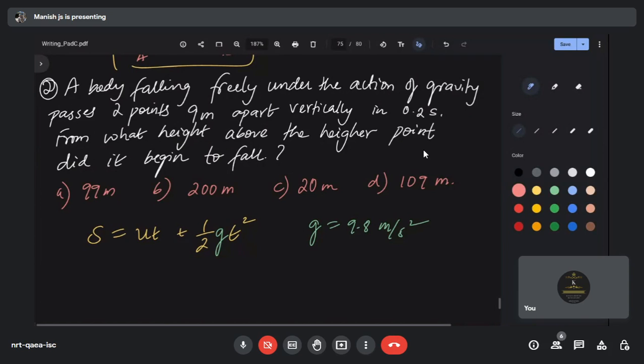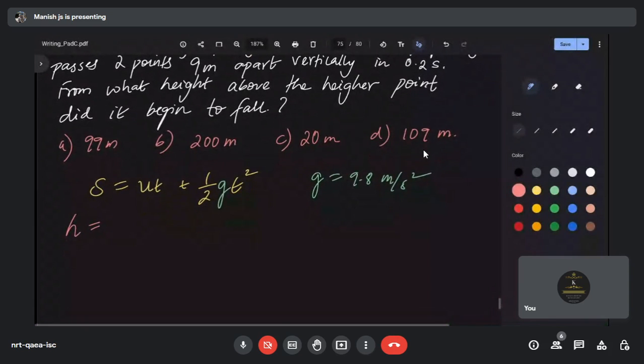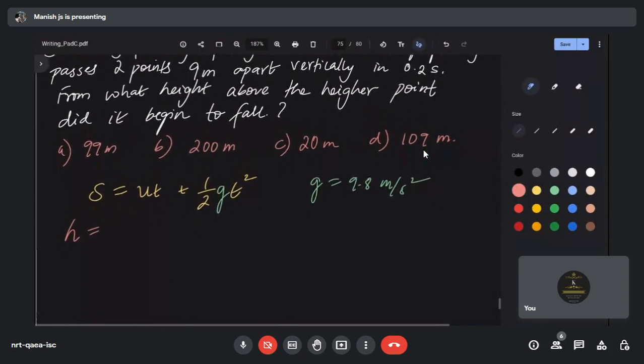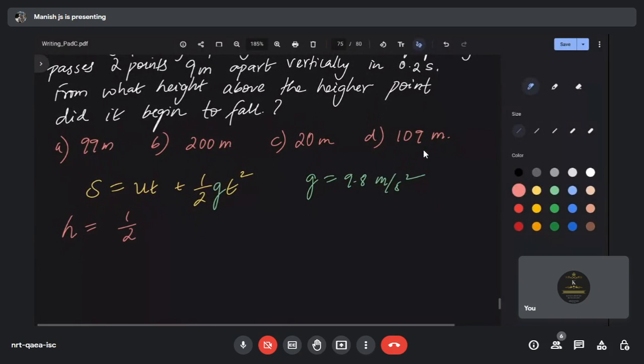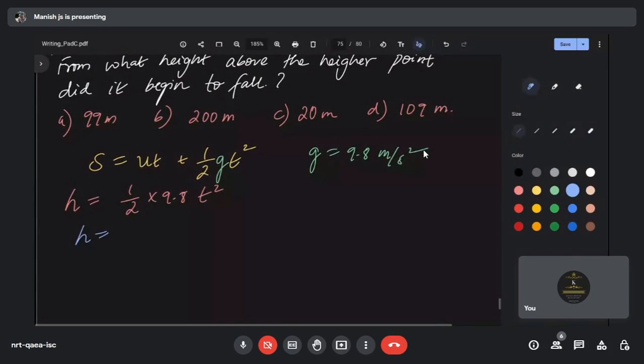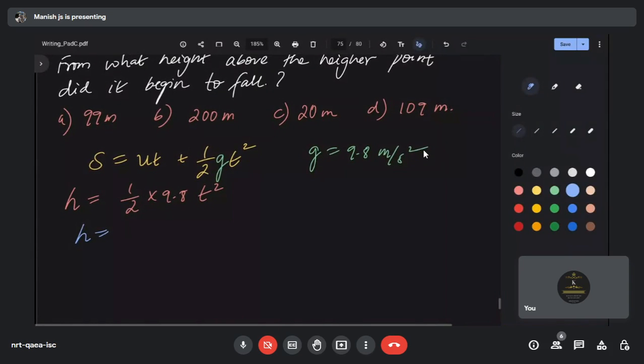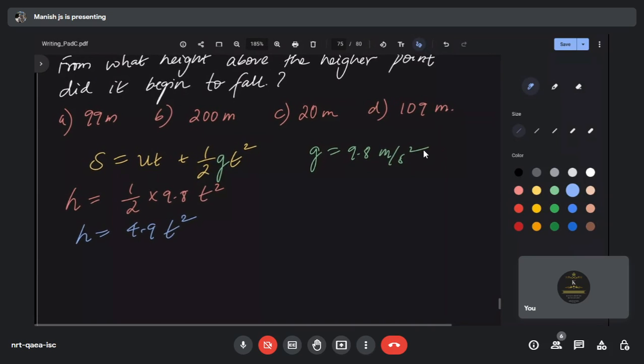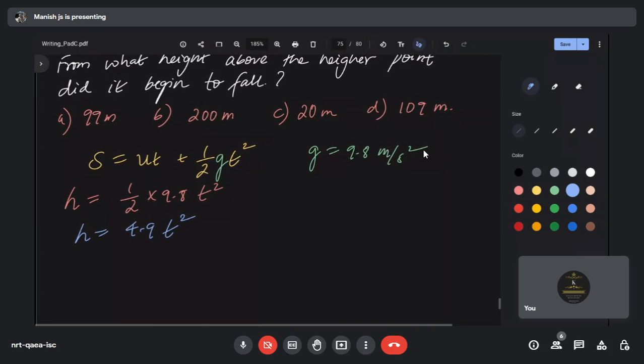So what is the height? So h is equal to, the initial velocity just before the object is dropped is obviously 0. So you will get half into 9.8 into t square. What relation do you get? H as 9.8 by 2 is 4.9. So it's 4.9 t square. So you'll get height as 4.9 t square. So we got one relationship. Box it and keep.